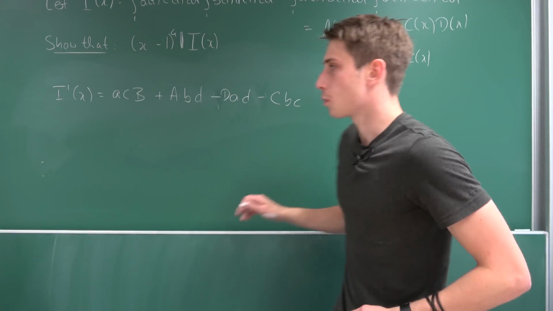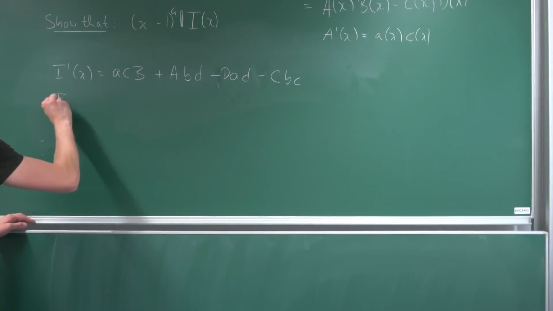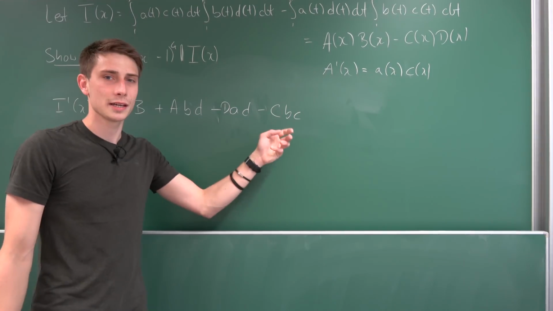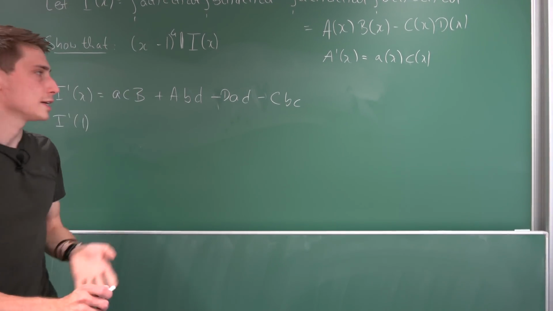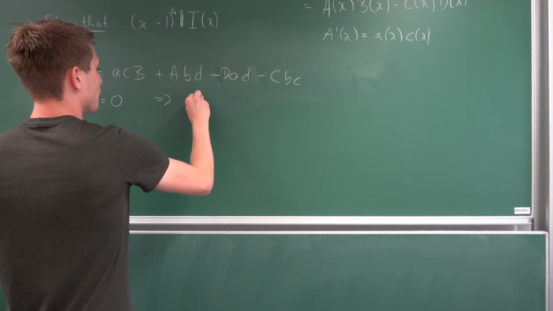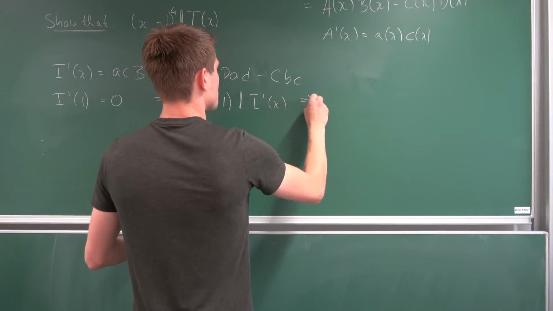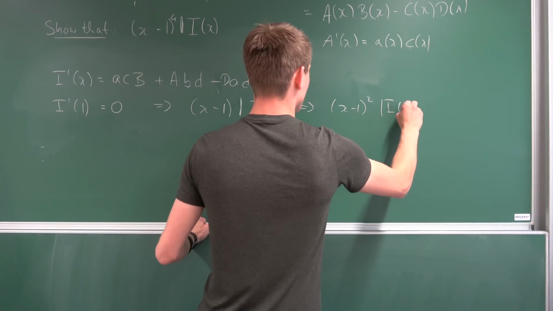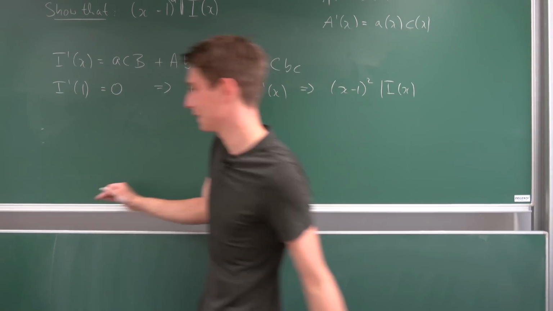Now we want to find out if 1 is indeed a repeated root. So what is I prime of 1? Well, if we plug a 1 into all those capital things, it's always going to evaluate to 0, just like with the first iteration we've done, I of 1. So 0 plus 0 minus 0 minus 0 is indeed 0. So what we can conclude: x minus 1 does divide I prime of x, which also means that x minus 1 squared divides I of x. So we have done the first iteration and now we are off to the second one.